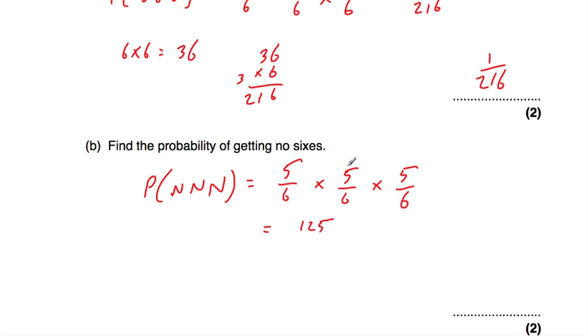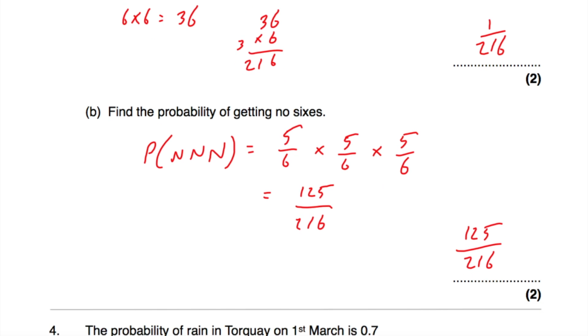5 times 5 is 25, times 5 again is 125, and the denominator 6 times 6 times 6 is 216. So the probability of getting no 6s is equal to 125 out of 216, or 125 216ths. So it's much, much more likely to get no 6s than it is to get all 3 6s. And that's it. Okay, let's look at our next question, question number 4.